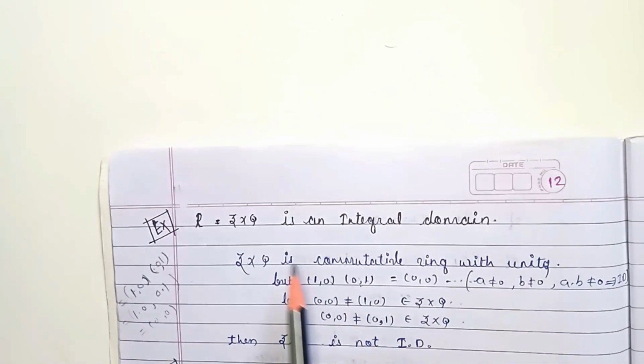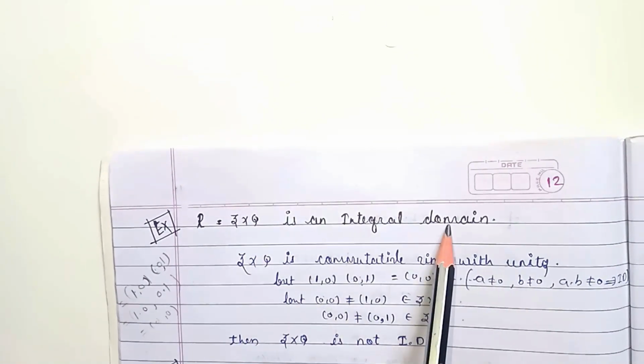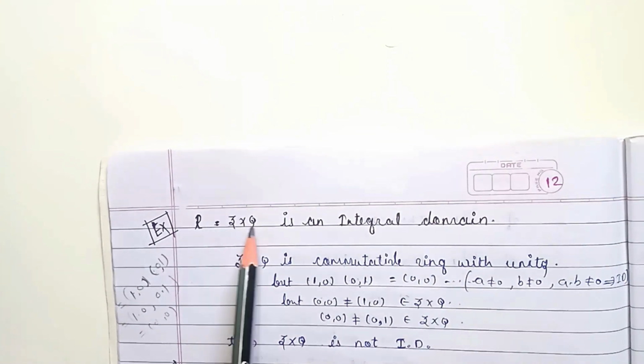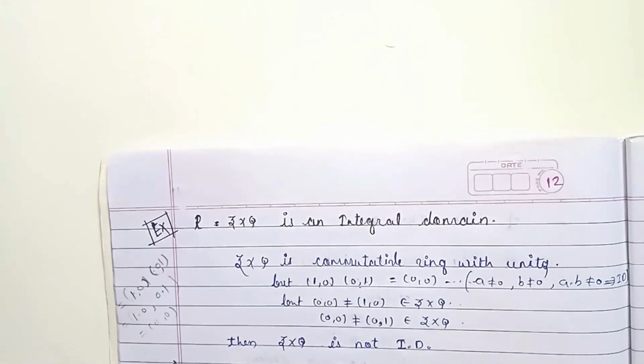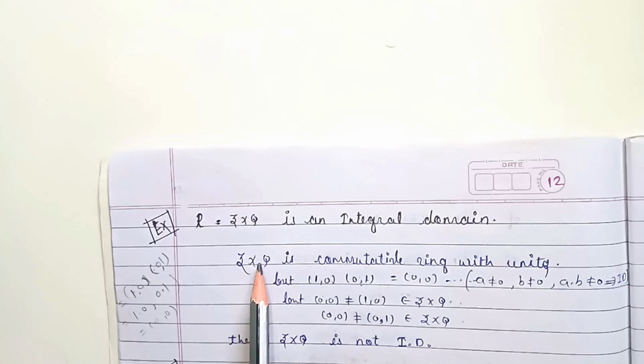Here in my second example, I consider Z cross Q. Is it an integral domain or not? Since 0 belongs to Z and 0 belongs to Q, surely we'll say that it is an integral domain. Now let's find out whether it is an integral domain or not.